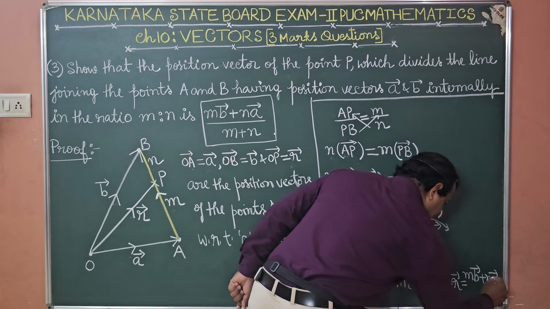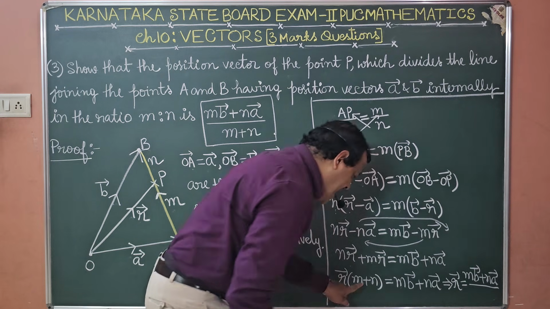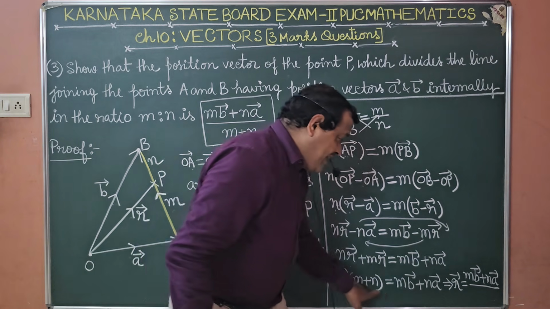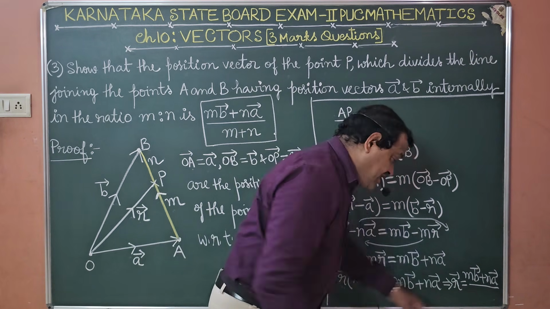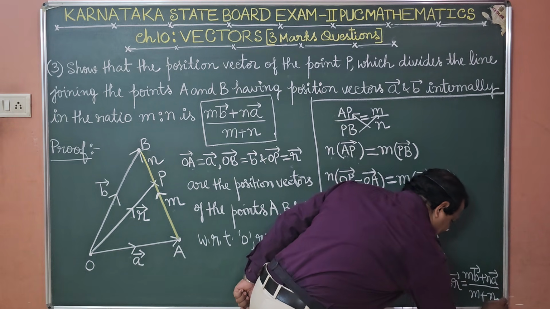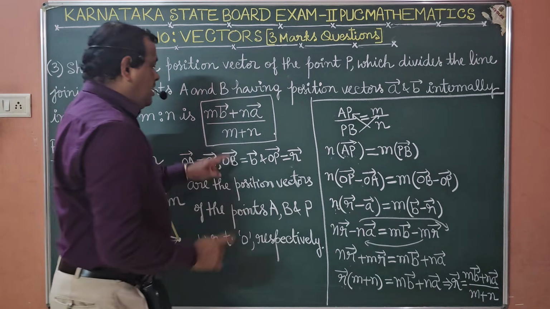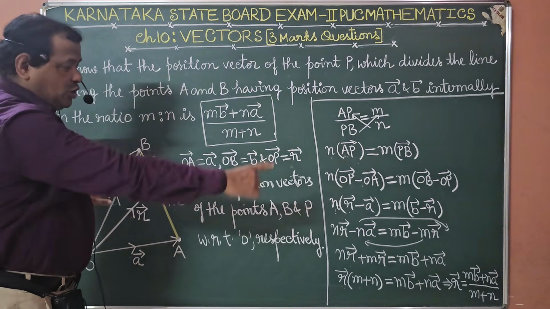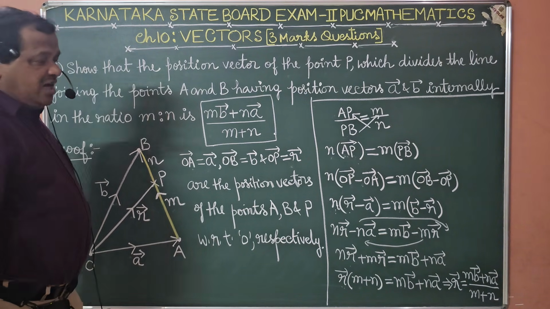And since, my dear students, M plus N is a scalar, not a vector, we can easily bring it to the denominator. Divided by M plus N it is. So that is the required position vector. So watch the video carefully and kindly go through the proof.